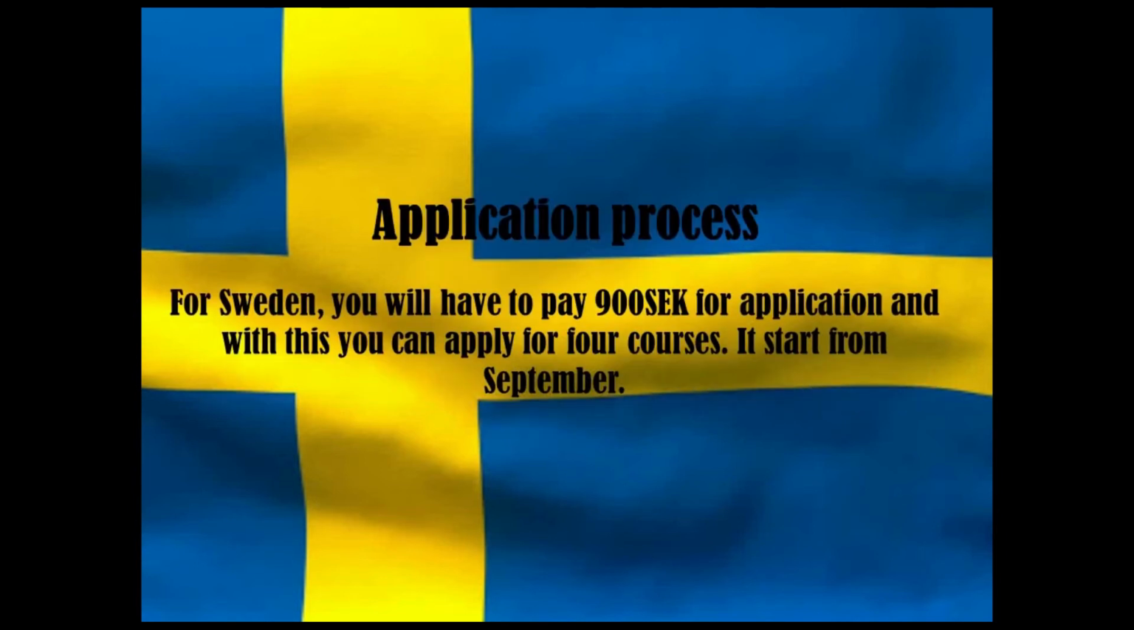So now the application process. The application process for Swedish universities is very straightforward. You don't have to apply separately to each university; there's only one common portal where you do the application process. You have to pay 900 SEK, Swedish krona, to apply, and with these 900 Swedish krona, you can apply for 4 master's courses. Those courses can be from the same university, or you can choose courses from different universities. I'll give you a brief about the portal itself.